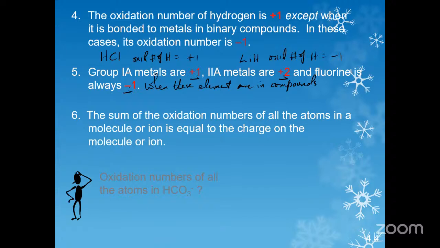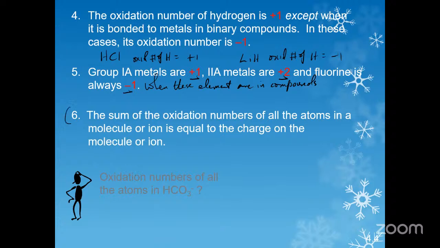This question is asking, what are the oxidation numbers of all the atoms in the bicarbonate ion? Well, directly speaking, we can tell that the oxidation number of hydrogen is +1 because we saw that explained in rule number 4, right? So hydrogen is +1, and also we know that oxygen is -2, again, based on the rule that we saw in rule number 3. And then now we get to the carbon. So how do we determine the carbon? Well, that's where rule number 6 comes into play.